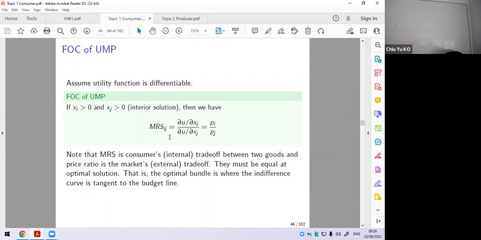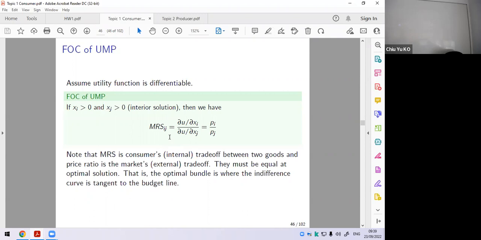This is like the external exchange rate, right? You can swap between good I and good J. That is the rate at which you can exchange. Suppose you give up 1 unit of good I, that gives you extra income of P_I, right?